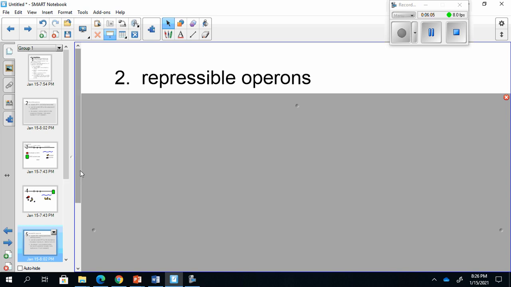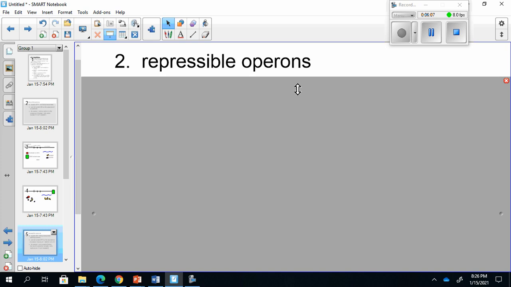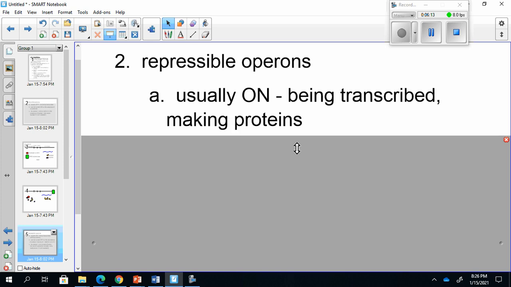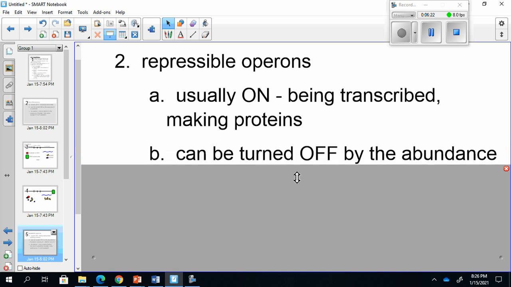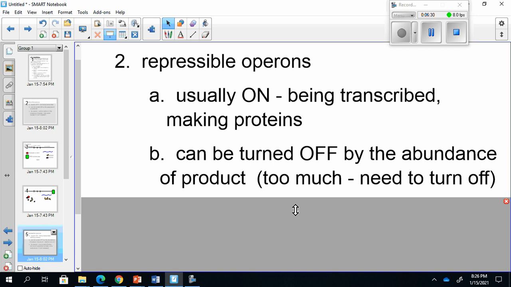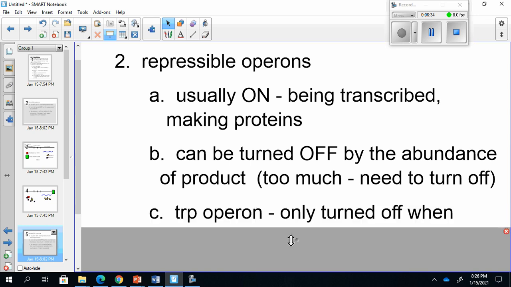Now we're going to talk about the other kind of operon. This is repressible. So repressible means it's usually on. It is usually doing transcription, which means it's making proteins. So this is something that you don't need, like, hey, there's no milk present, so it's not on. Nope, this one's on all the time. But since it is repressible, that means you could turn it off. When would you want to turn it off? If you made too much stuff. So if you make too much product, you got to stop. You got to turn it off. You don't need all of that.